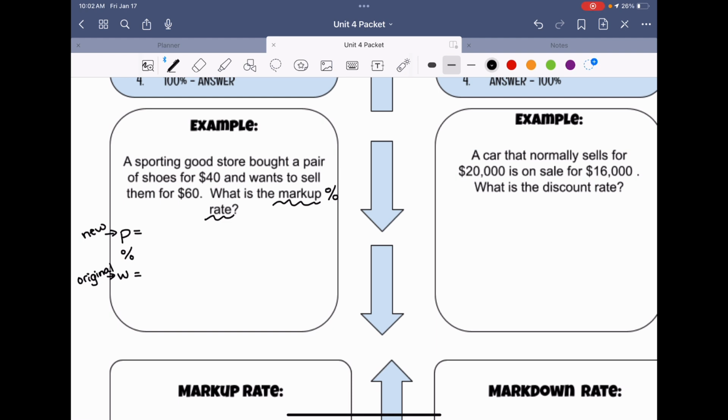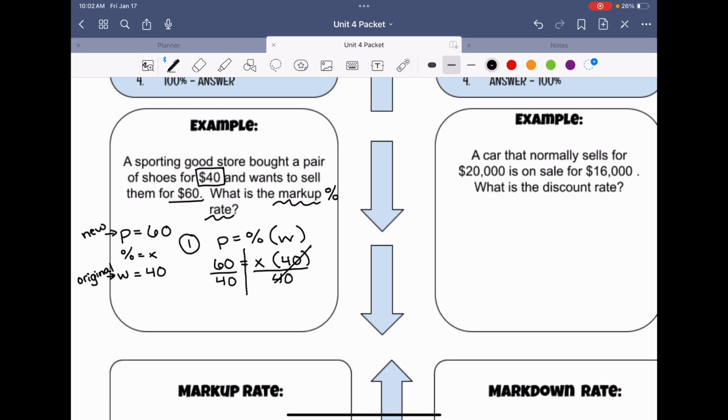So we are starting, the shoes originally are $40. They're going to mark them up for $60. So the new amount is $60. The original is $40. We're going to plug it into our formula. Part equals percent times whole. So this is step 1. 60 equals X times 40. Solving for X means we have to get rid of the 40 on that side, meaning we're going to divide by 40 on both sides. We are going to get a decimal, and that is okay.